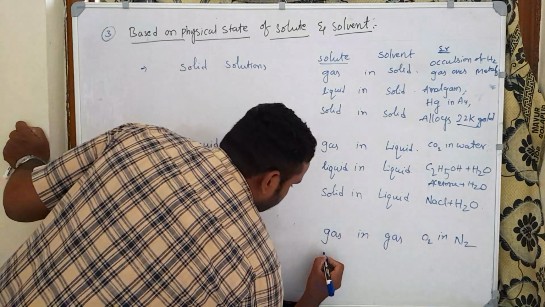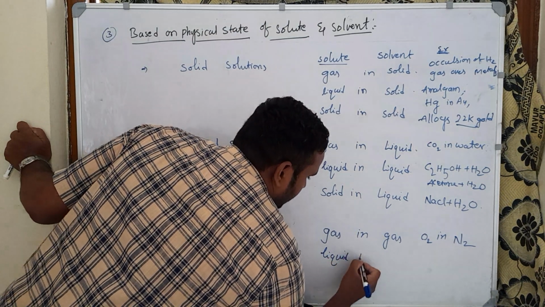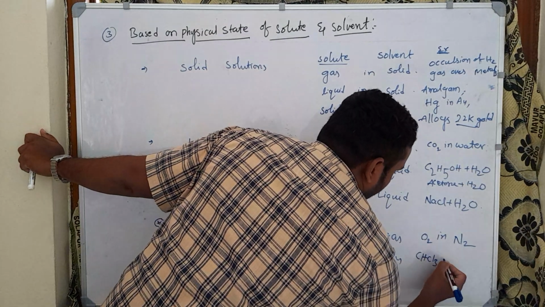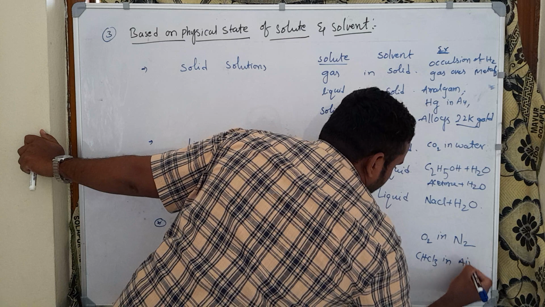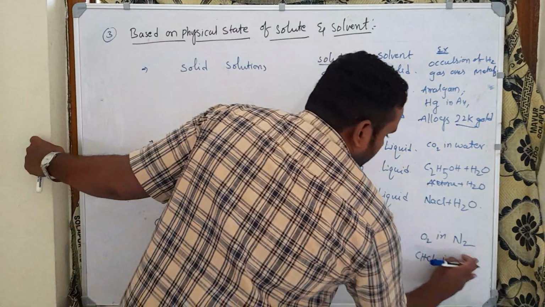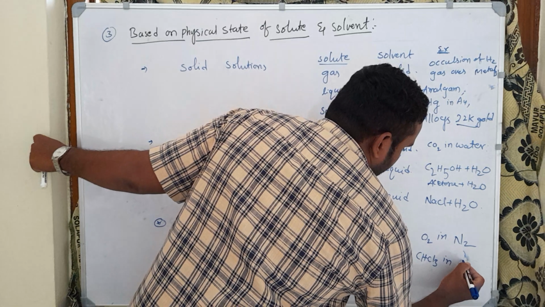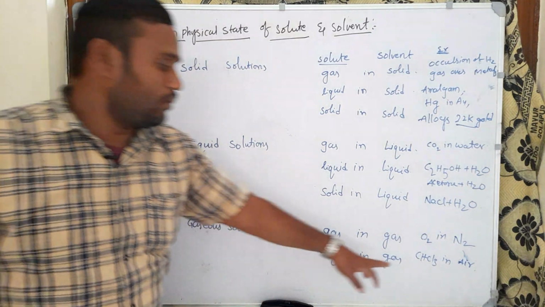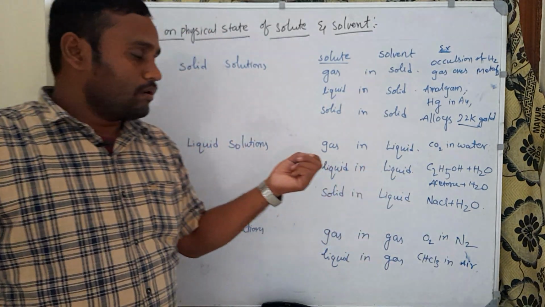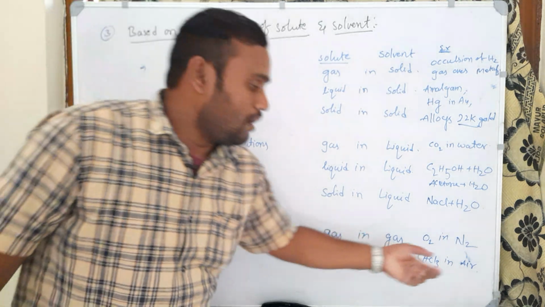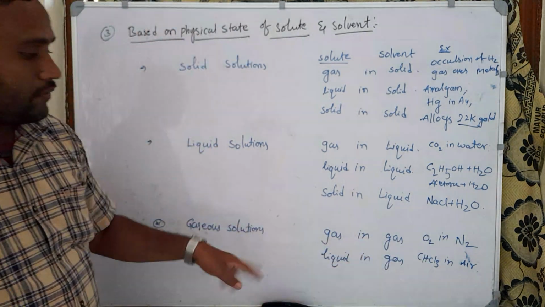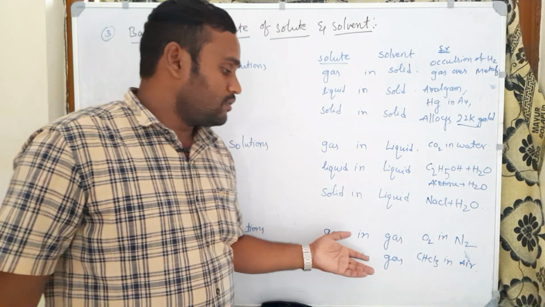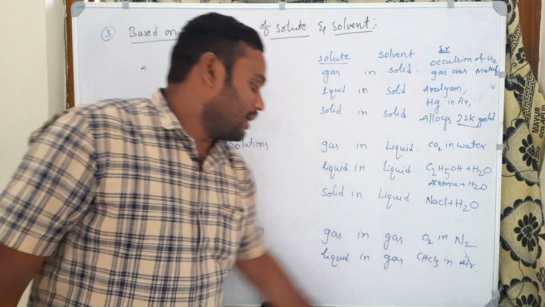Next, liquid in gas. For example, chloroform, CHCl3, in air, or chloroform in N2. We can take chloroform in air as the liquid in gas type of solution. Here chloroform evaporates and small droplets of chloroform are present in the air. That is called liquid in gas type of solution. Finally, the solution is present in the gaseous state only.